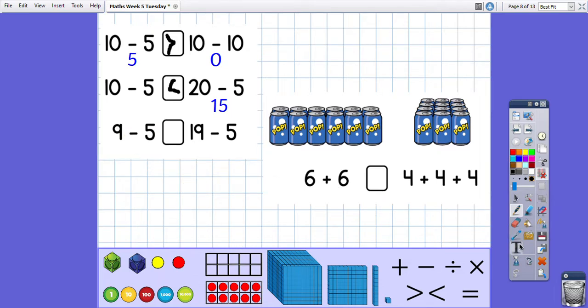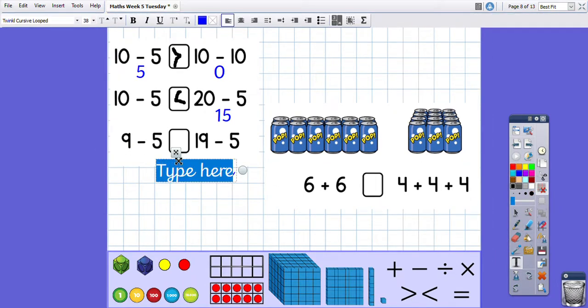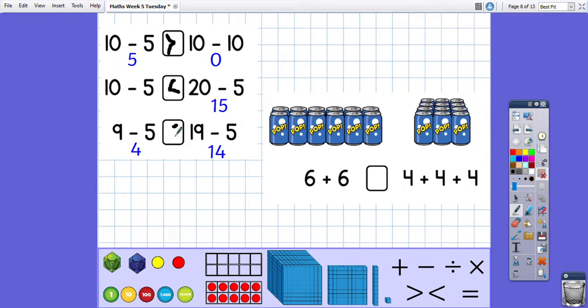9 take away 5 is 4. And 19 take away 5 is 14. So the crocodile is going to eat 14.